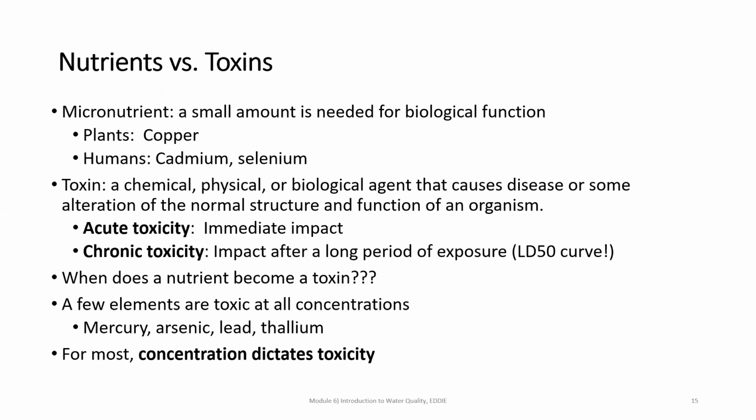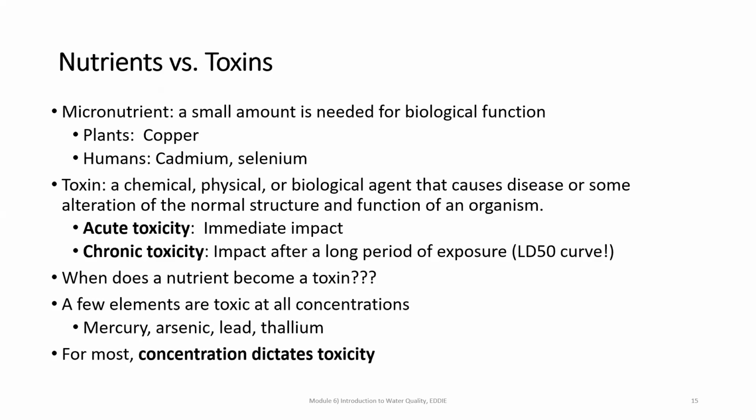However, when you get too much of these nutrients, you can experience what is known as a toxin, right? If you eat too much selenium, 100% it will be toxic to you. When we're talking about a toxin, we're talking about a chemical, physical, or biological agent that causes disease or some alteration of the normal structure and function of an organism. So toxins and nutrients can be interchangeable, in that if you get too much of a nutrient, it can become a toxin.